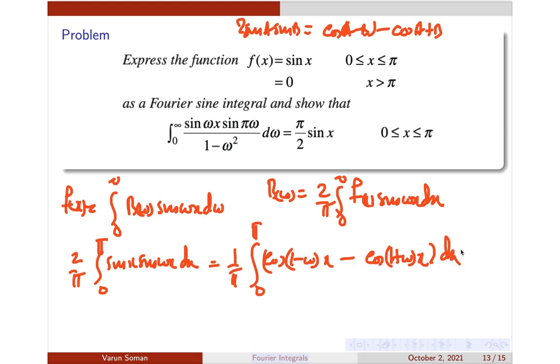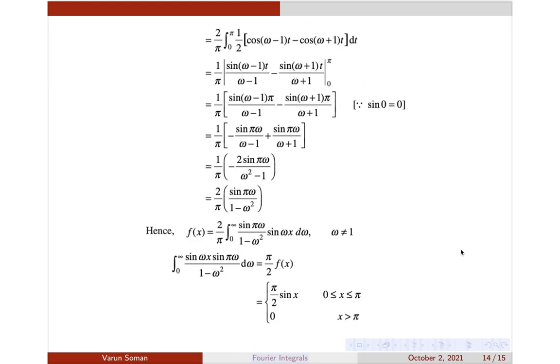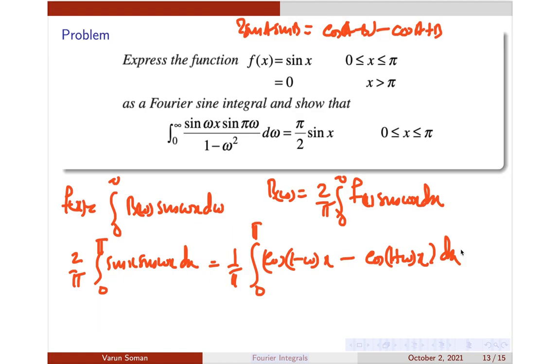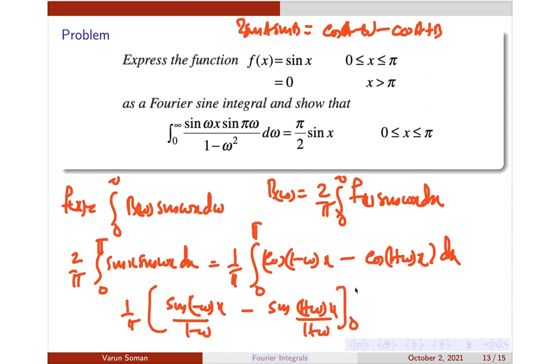Now integrate it. What will you get? When you integrate this, it will become 1 by pi times the integral of cos, which is sine((1 minus omega)x) by (1 minus omega) minus sine((1 plus omega)x) by (1 plus omega), in the limits 0 to pi.